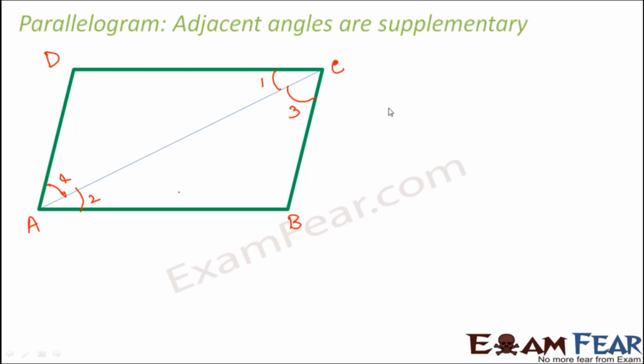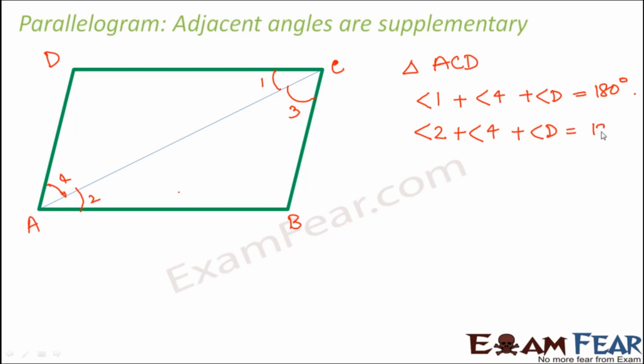So now let us consider any one triangle. Let us say we consider the triangle ACD. Now we know that sum of the three angles in a triangle is equal to 180 degrees. Therefore we can say angle 1 plus angle 4 plus angle D is equal to 180 degrees, right? Now when you look at this, angle 1 is equal to angle 2. That's because this side and this side, AB is parallel to CD. Therefore angle 1 will be equal to angle 2, alternate angles, right? So instead of angle 1, we can very well write it as angle 2 plus angle 4 plus angle D is equal to 180 degrees.